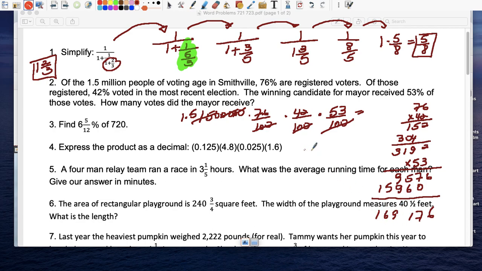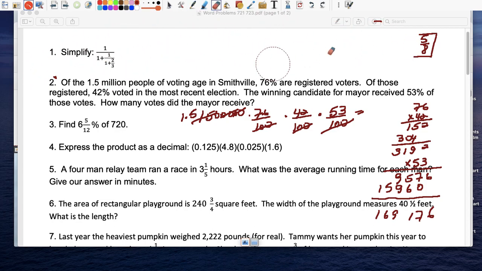So we're left with 169,176 when I multiply these three numbers. And I can multiply that by 1.5. And running out of room will allow me to erase this. So hopefully you're doing this neater than I am. And we're going to multiply that by 1.5. And that's going to give us the number of votes that the mayor received.